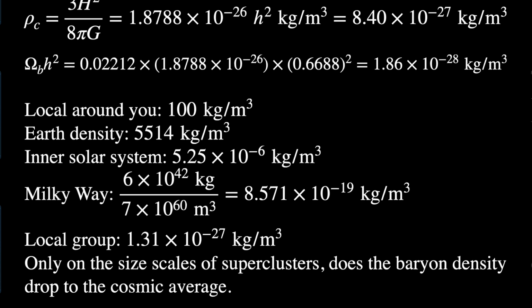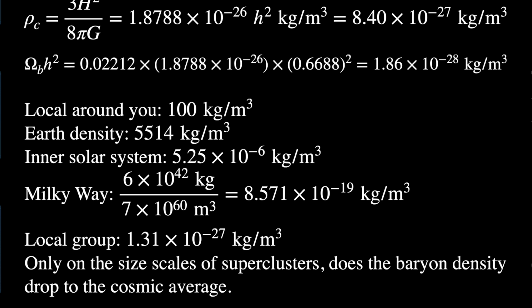Take the entire Milky Way, which has a mass of about 6 times 10 to the 42nd kilograms, and the volume of the Milky Way, which is a disk with a bulge in the middle, that's about 7 times 10 to the 60th cubic meters. Now we're getting close, but we're still not there. That's about 8.5 times 10 to the minus 19th kilograms per cubic meter. And still, that's a billion times too dense.